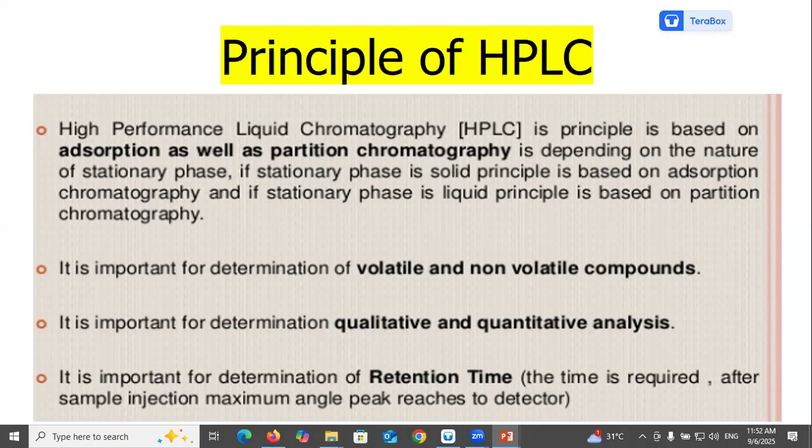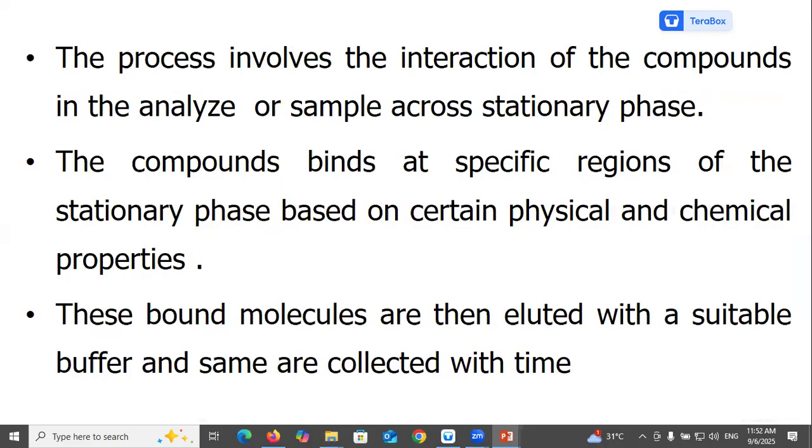It is important to determine the volatile and non-volatile compounds. It is important for determination of qualitative and quantitative analysis. It is important for determination of retention time, the time required after sample injection for the maximum analyte peak to reach the detector.